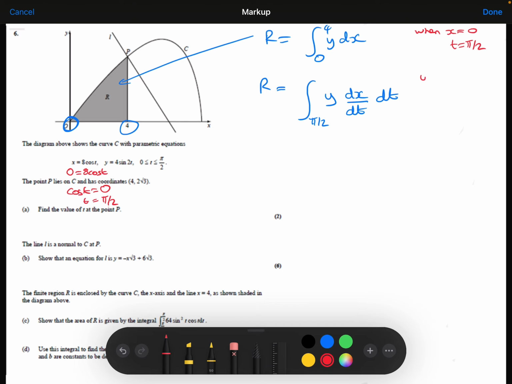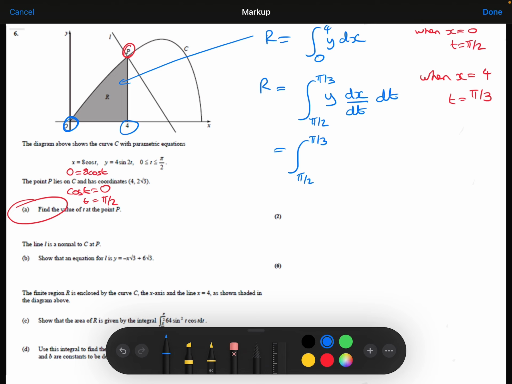The upper limit, when x equals 4, well, we already know what t is for this. We did it in part A of the question. We found the value of t at point P. So we know it's pi over 3. That's our upper limit. Right, so that's the limits sorted.